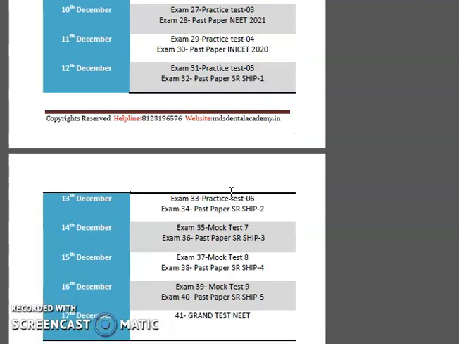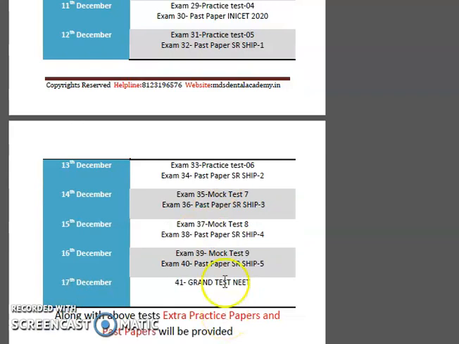Then we are going to practice the SR sheet paper also, in which the questions can come. All SR sheet papers of the subjects will be provided to you. And then we have the grand NEET test. Along with the above tests, we are going to provide extra practice papers also, and the other past papers will be provided to you.